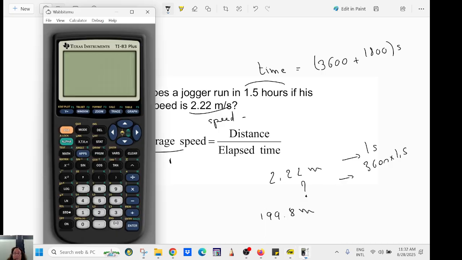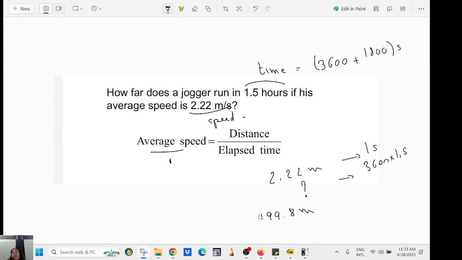No. Do you get that? You multiply by 1.5, right? 1 hour is 3600 seconds. So that's going to be 3600 times 1.5. That will be in meters. So how much is that in kilometers?